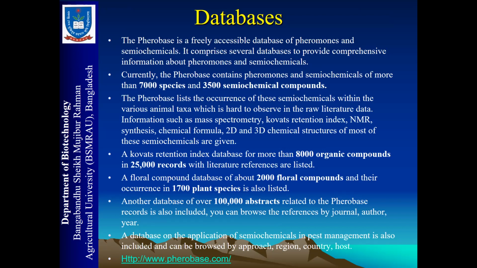The Pherobase is a freely accessible database of pheromones and semiochemicals. So you can find thousands of small molecules which have been discovered by chemical ecologists. It comprises several databases to provide comprehensive information about pheromones and semiochemicals. Currently, the Pherobase contains pheromones and semiochemicals of more than 7,000 species.